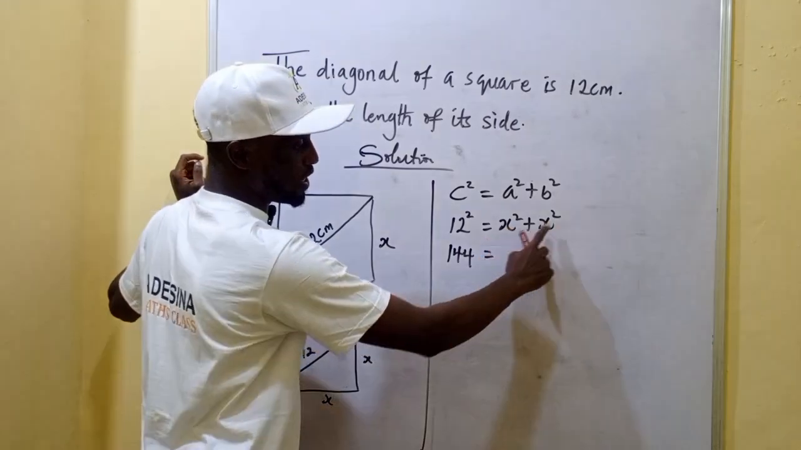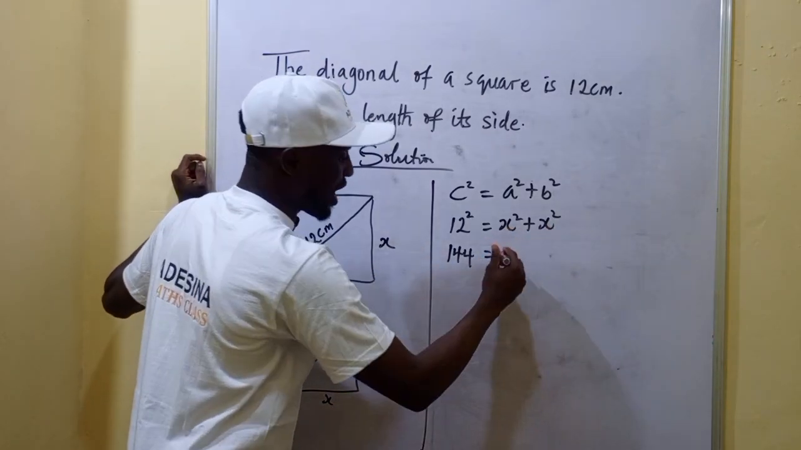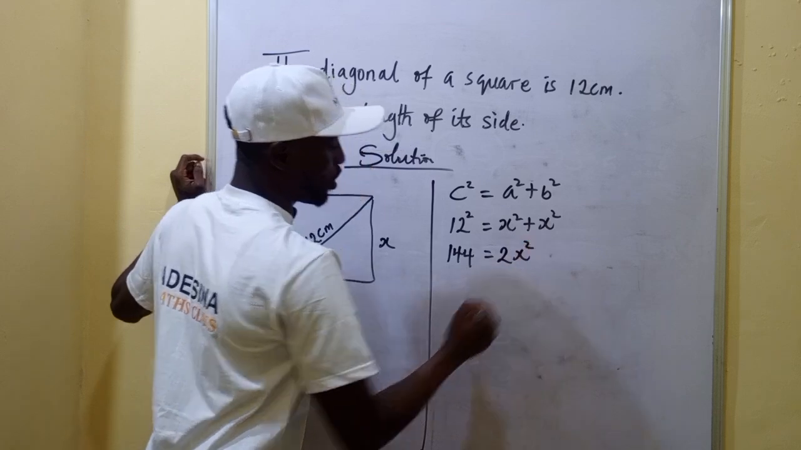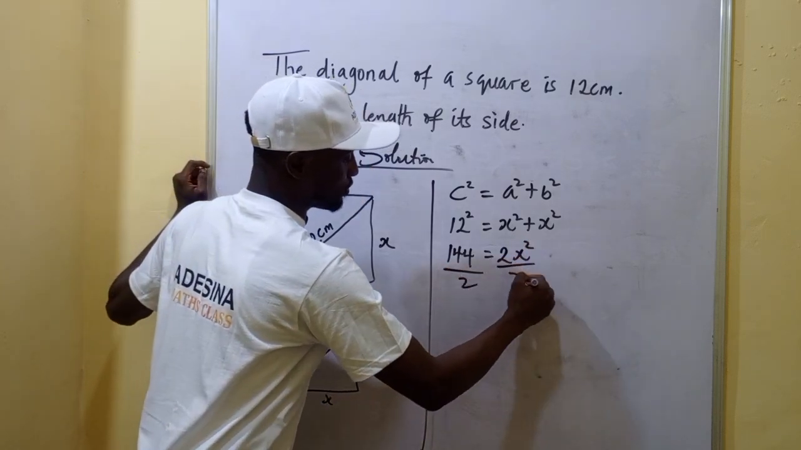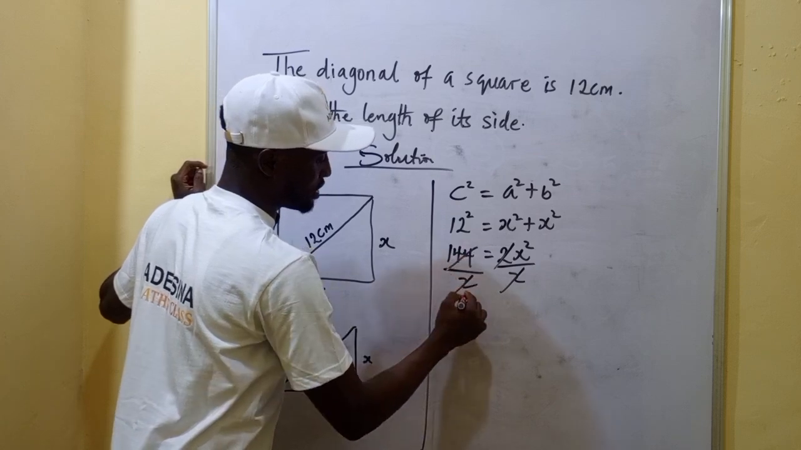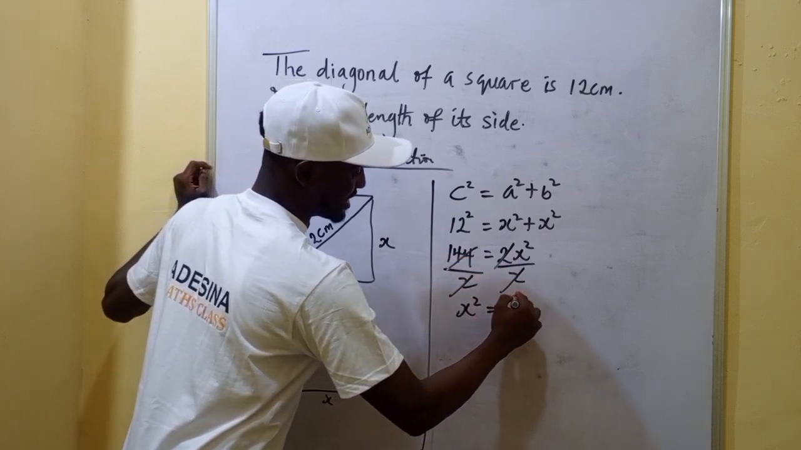X square plus x square will give us, because now we are having two x square there. We have one x square here. We have another x square here. So how many x square are we having altogether? We're having 2x square altogether. So to remove the 2, we divide both sides by 2. This cancels this, this cancels this. So here now we are having x squared equals 72.